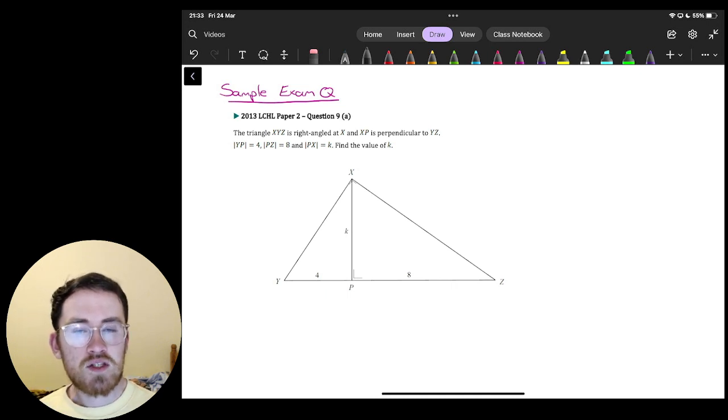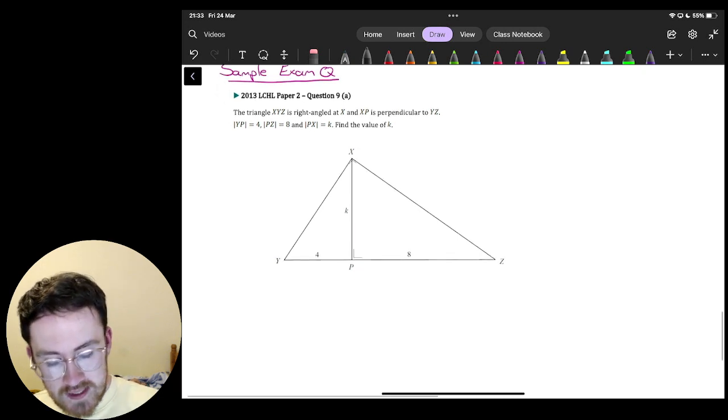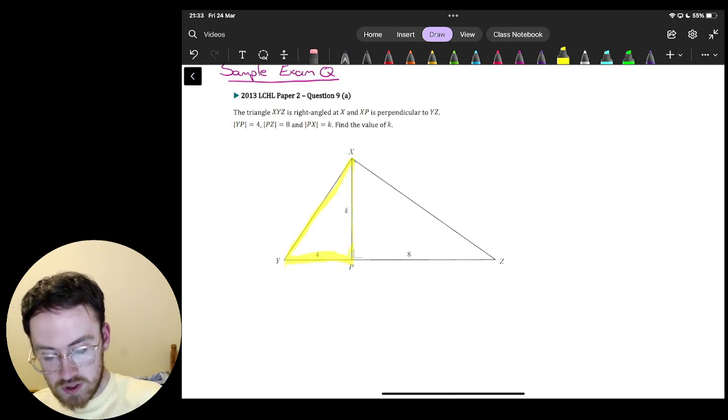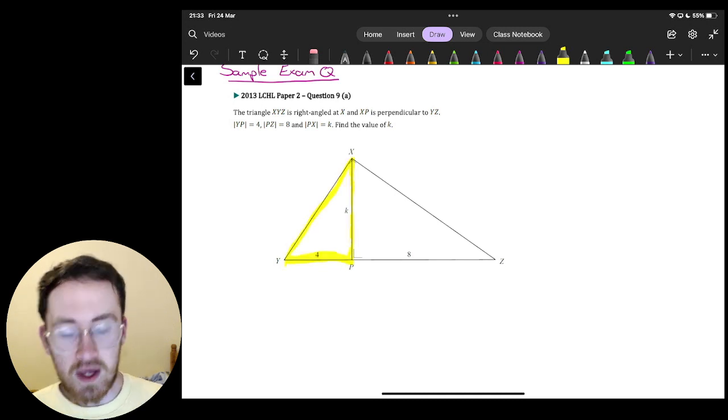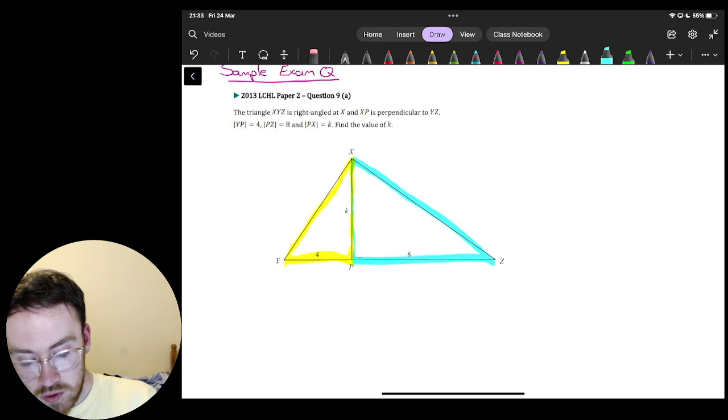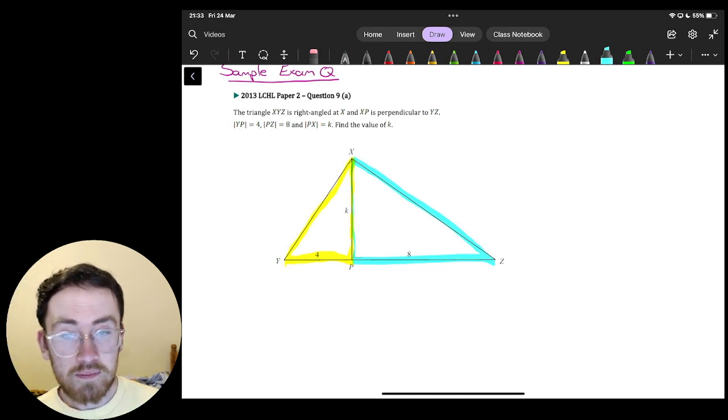So the triangle XYZ is right angled at X and XP is perpendicular to YZ. So we have a few right angles going on. They give us a few sides. They're asking us to find the value of K. So we can see that we have one right angle triangle here, which is YXP, and we have one of the sides. We don't have the other side, but we have that K is part of that one. We have another right angle triangle here, which is XPZ, and again, we have two of the sides there that we could use for that one.